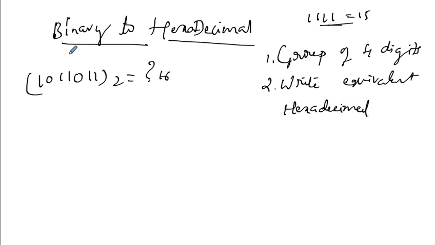Okay, so without further ado, we'll start with 10110 11. What is the first step? Group of 4 digits. So I would like to take this as the first group. If you see the second group, we have only 101, 3 digits only. What do we have to do?